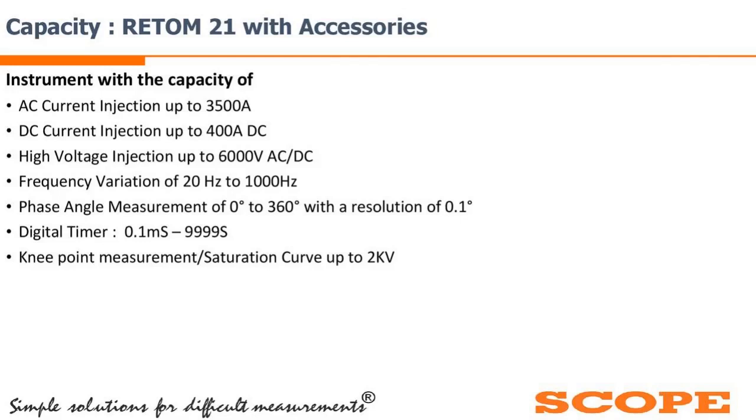Phase angle measurement facility, with that we can measure the phase angle. Also we can test the polarity of the CT. Digital timer to measure the make and break time of the circuit breaker. Knee point voltage of the CT up to 2 kV. So the maximum equipment that we can test with the help of our single instrument, that is RETOM 21.